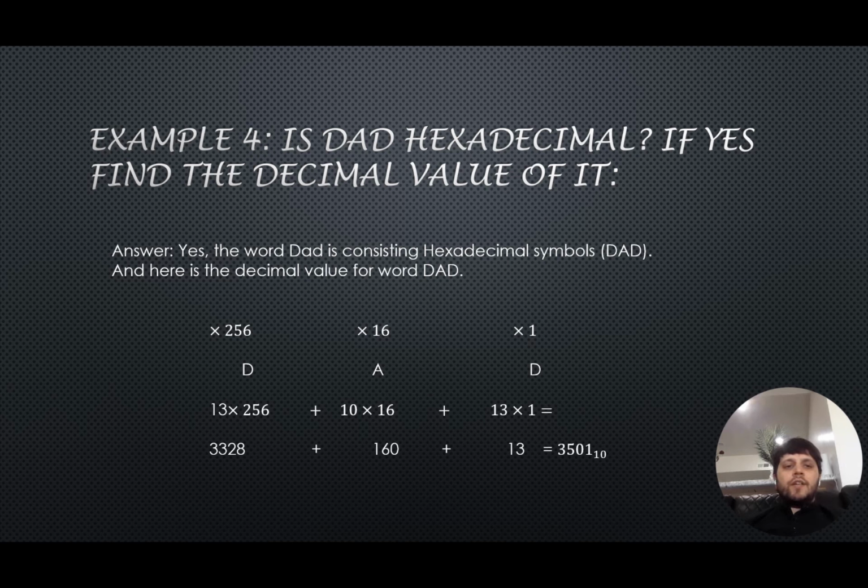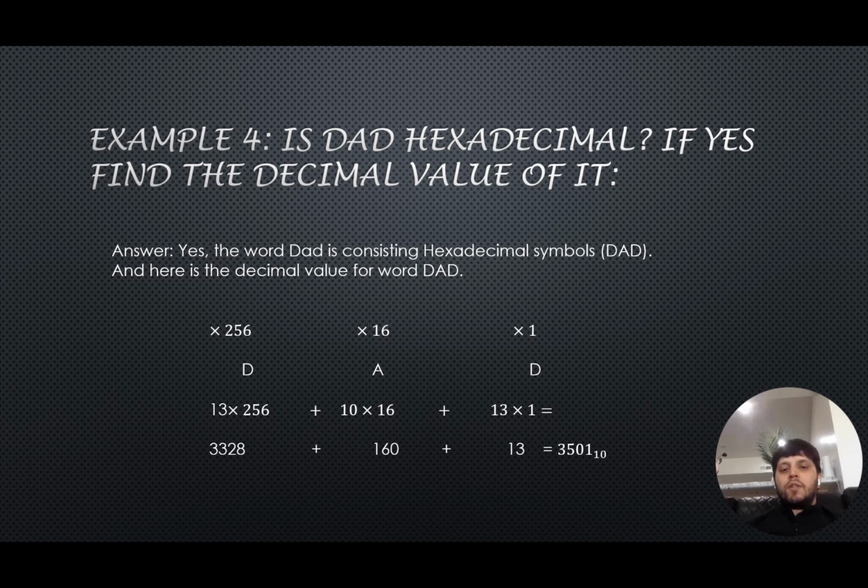So yes, the word consists of hexadecimal symbols, DAD, and here's the decimal value for that. Since it's 3 letters, where is the camera? Right there, 3 letters. So 1, 2, 3. So we have to find 3 placing values. It'll be times 1. That's what I talked about previously. You can do it this way so that it will be easier to understand. Times 16, times 256. That means this times that number, this times that number, this times that number.